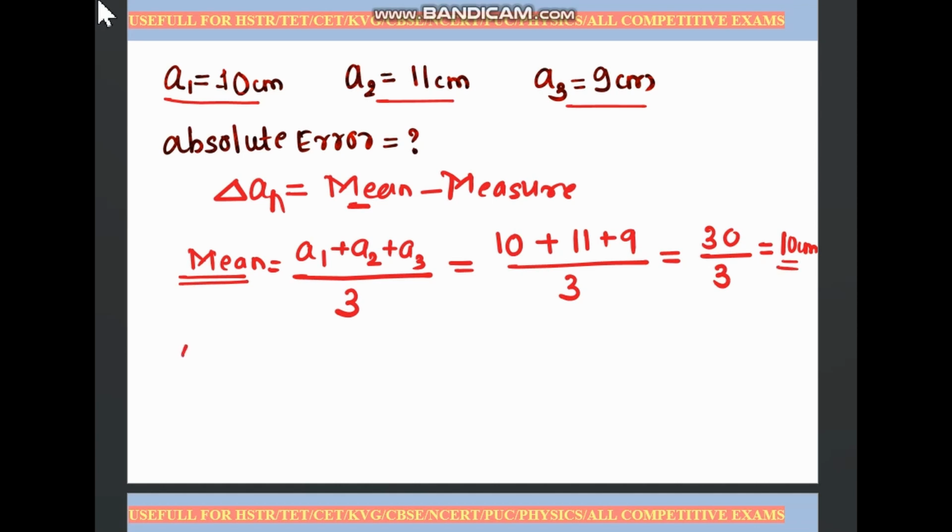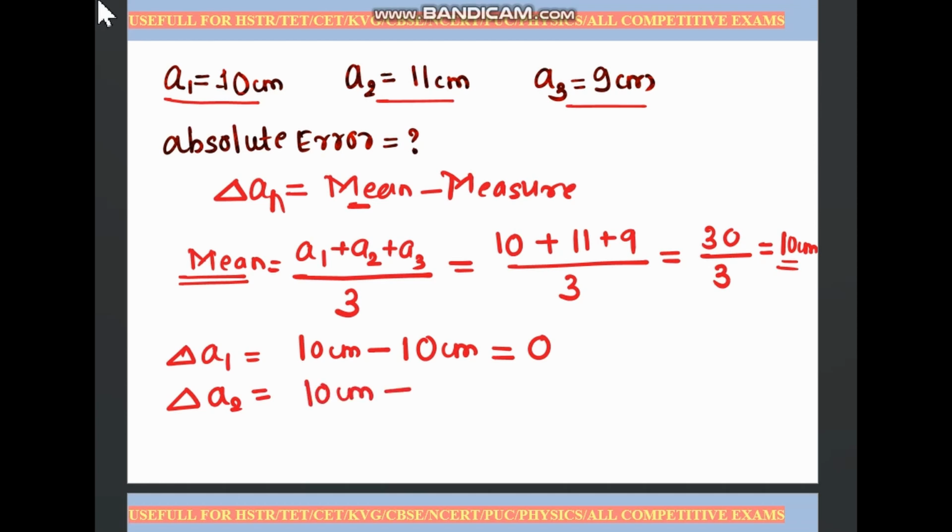Then delta A1 is mean, 10 centimeter, minus measured, again 10 centimeter. So it is 0. Here in this case, absolute error is 0. Let's take delta A2. Delta A2, again mean is 10 centimeter. Our A2 value is 11 centimeter.